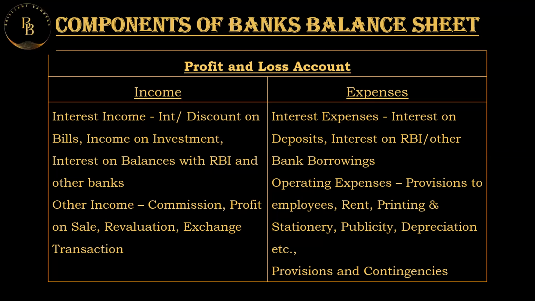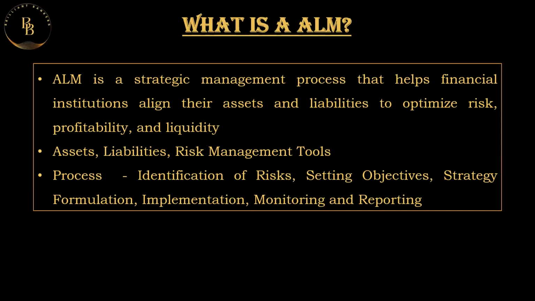So why have we been going through this balance sheet? This balance sheet is what we are using in ALM, that is, asset and liability management. So what is an ALM? ALM is a strategic management process that helps financial institutions align their assets and liabilities to optimize risk, profitability, and liquidity. ALM is like a financial balancing act for banks and financial institutions. It's about making sure there is the right mix of investments, that is the assets, and funding sources, that is the liabilities, to manage the risk, ensure profitability, and stay stable even when economic conditions are changing. So this is where ALM has its play.